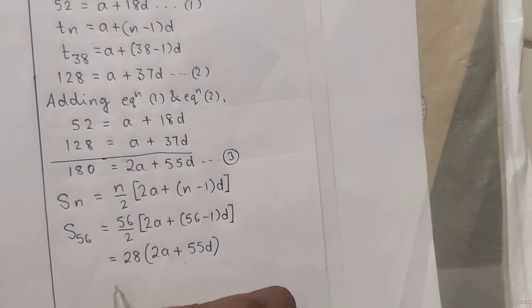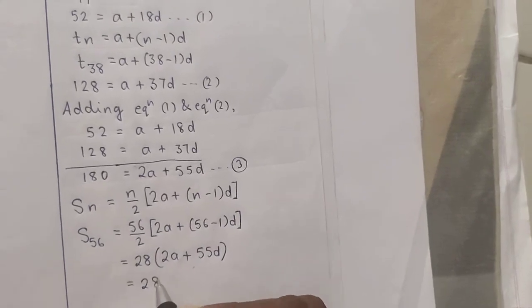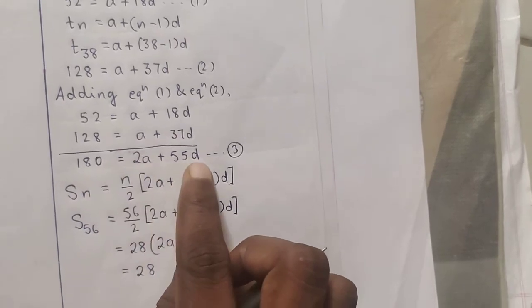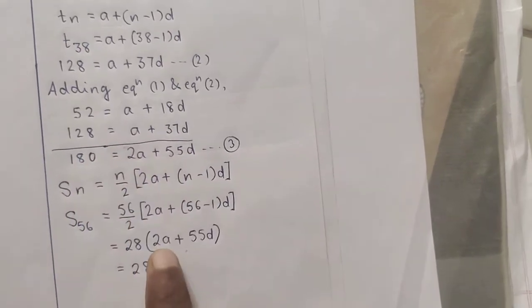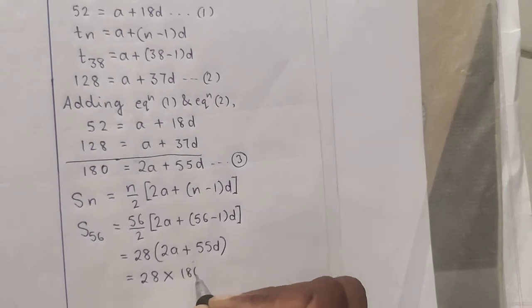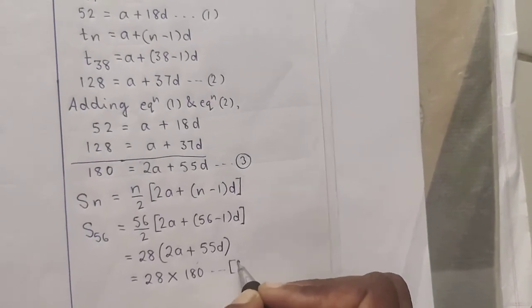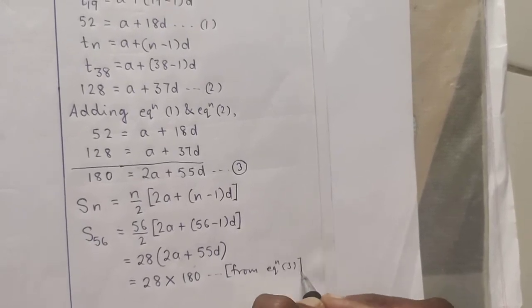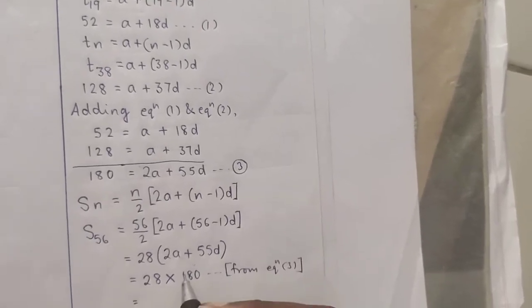Now if you use equation number 3, what is your equation number 3? 2a plus 55d is nothing but 180. So we can replace this bracket by 180. Why? Because of equation number 3. In this way we have used equation number 3 and we are getting our answer.